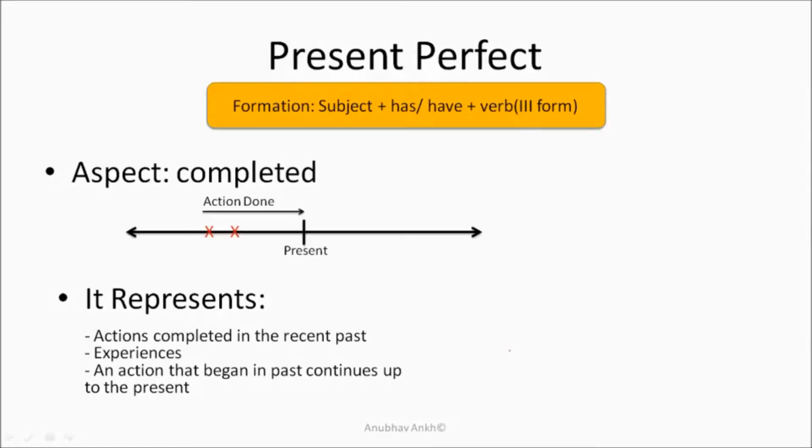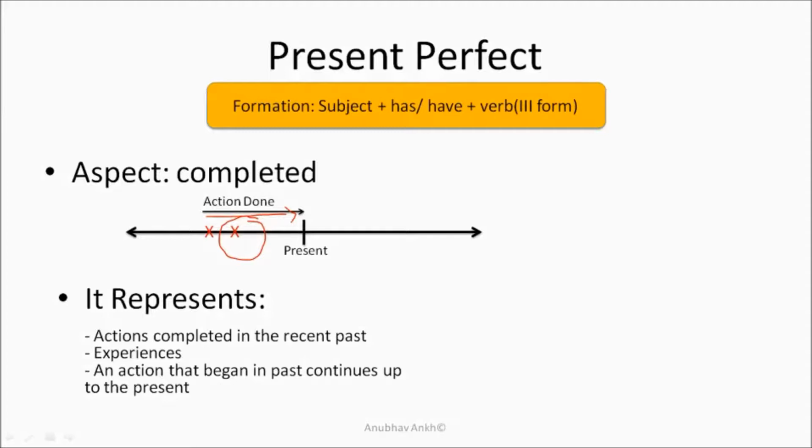It represents actions completed in the recent past. See, recent past. Okay. Experiences, something experienced. You might have experienced something, but you may do it again. That is why there is a progressive arrow over here, because you may do it again. It's not that you have stopped doing it. You have done one part of that action and you may continue to do it, have the same experience again and again, but it's completed for one time, so we are using present perfect tense.